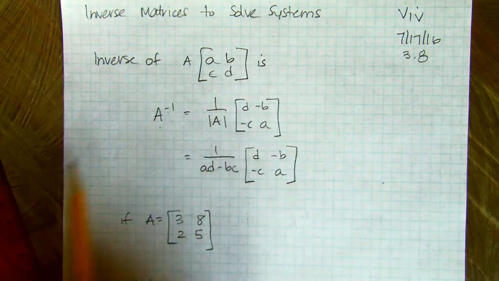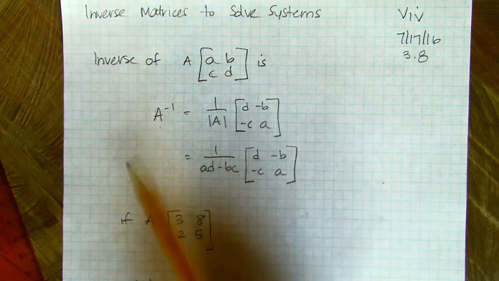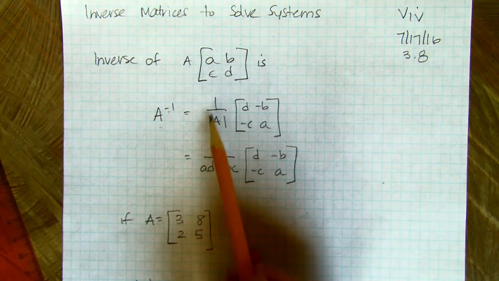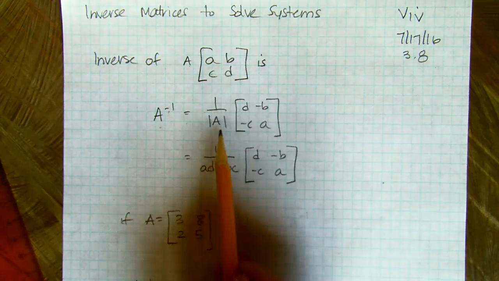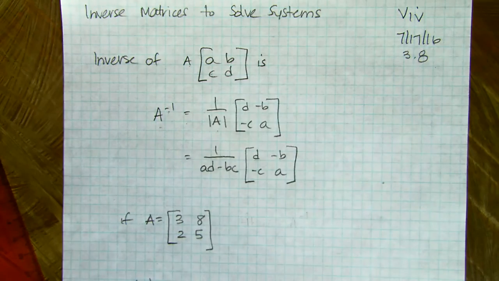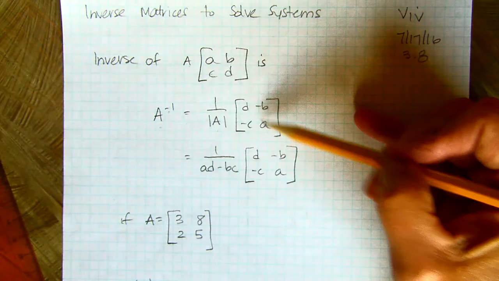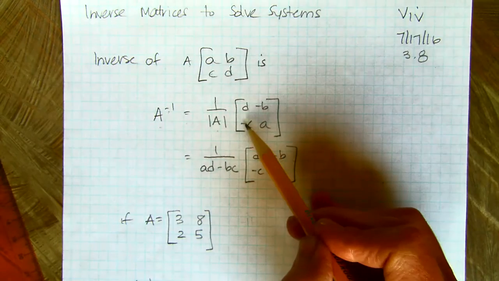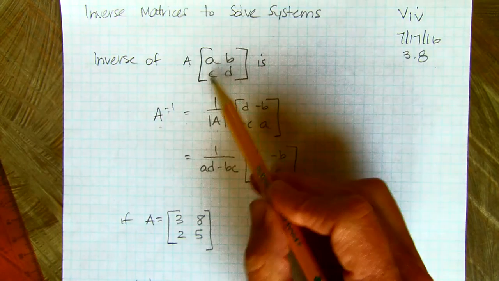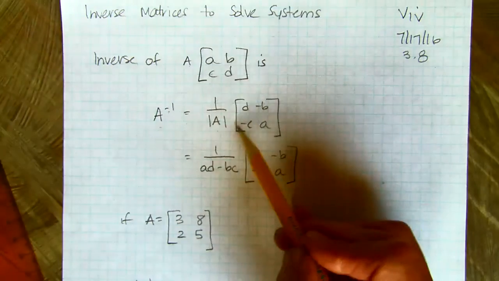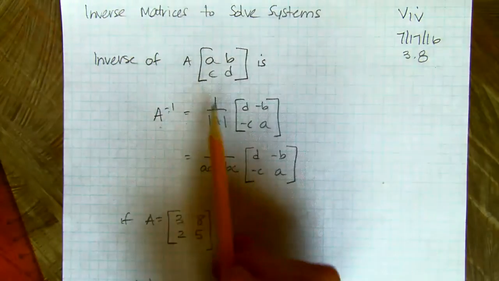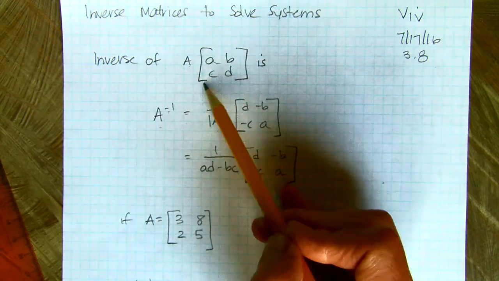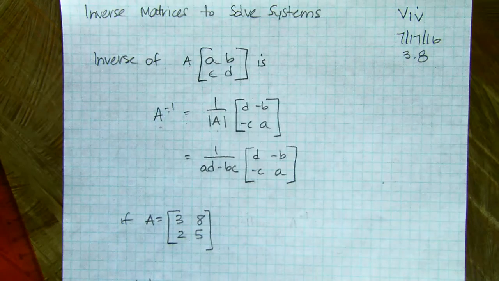How do I find the inverse of a 2 by 2 matrix? This is how I write it, the inverse of A, and that's equal to 1 over the determinant of A times what I like to call the switcheroo matrix. I switch these two guys, D and A, and then I just negative these two guys. They don't change places, they just become negative. And I'm just going to remind you, how do you find the determinant? Well, that's just A times D minus B times C.